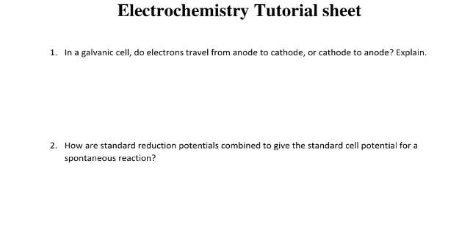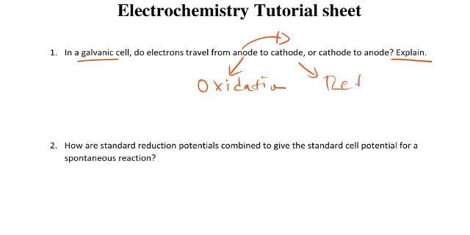So question one says, in a galvanic cell, do electrons travel from the anode to the cathode or from the cathode to the anode? And we need to explain that. So electrons in a galvanic cell travel from the anode to the cathode. On the anode, that's where oxidation occurs. And then at the cathode, that's where reduction occurs.